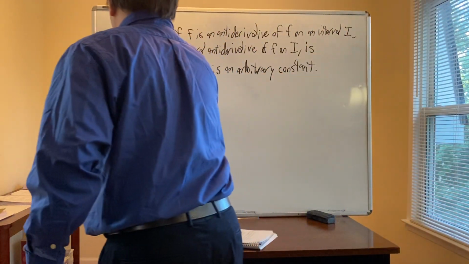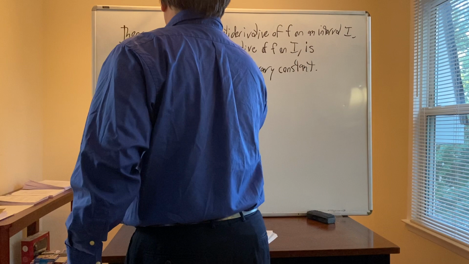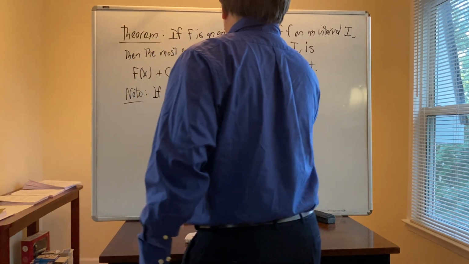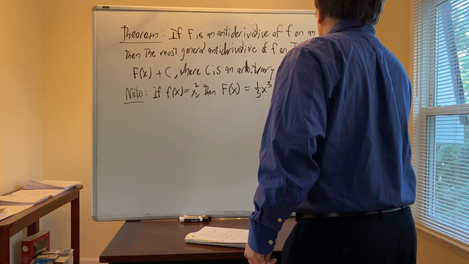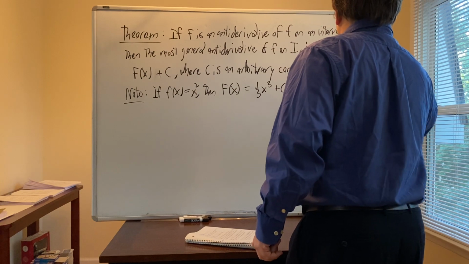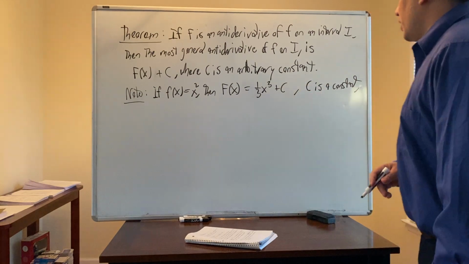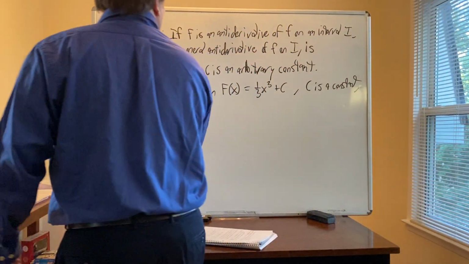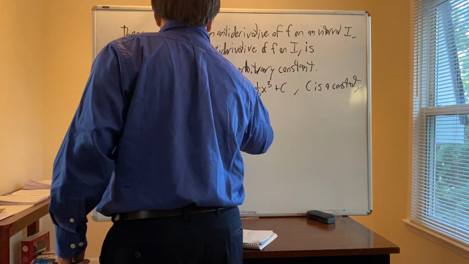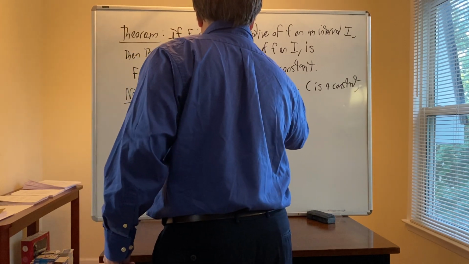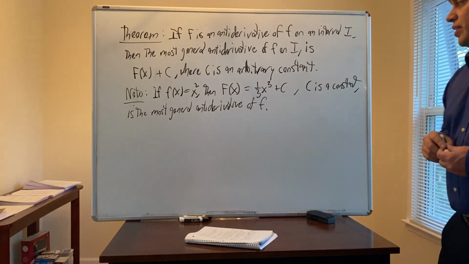And so to explain as a note, in our last example, if little f of x equals x squared, then capital F of x, which is equal to 1/3 x cubed plus c, where c is a constant, is the most general antiderivative of little f. So for that example, that is the most general antiderivative of little f.